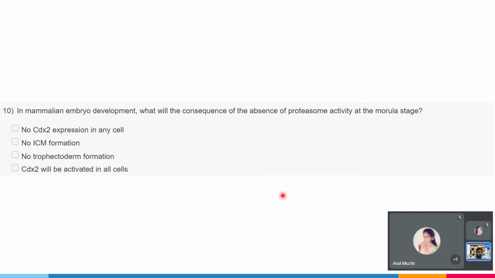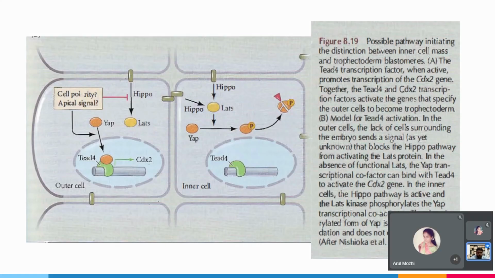Will anyone try and answer this? So if proteasome activity is not there, that is, proteins are not being degraded, which of the following will happen? No CDX2 expression in any cells, no ICM formation, no trophectoderm formation, or CDX2 will be activated in all cells. Okay. So we'll look into the solution slide.